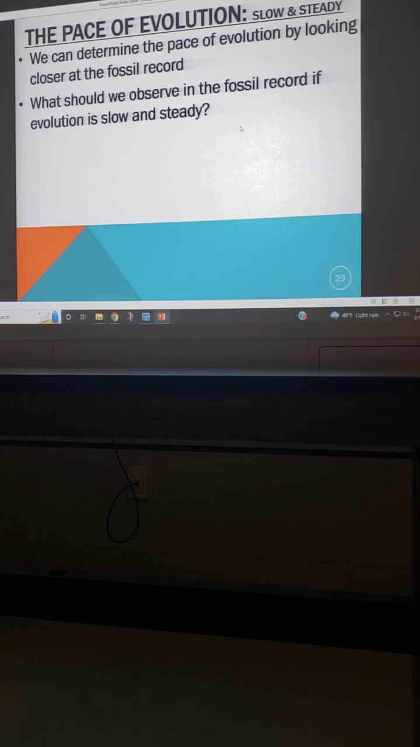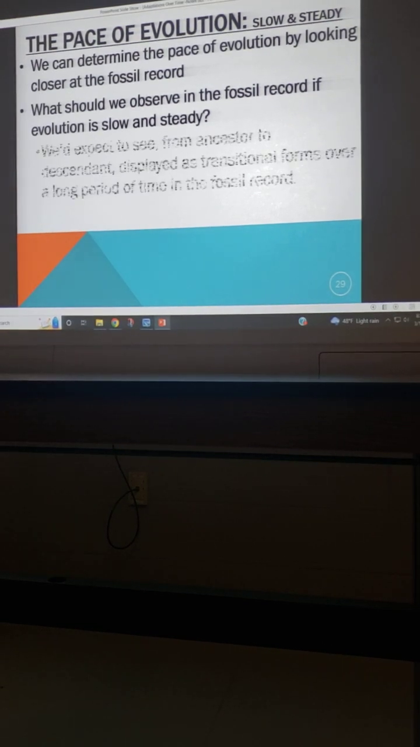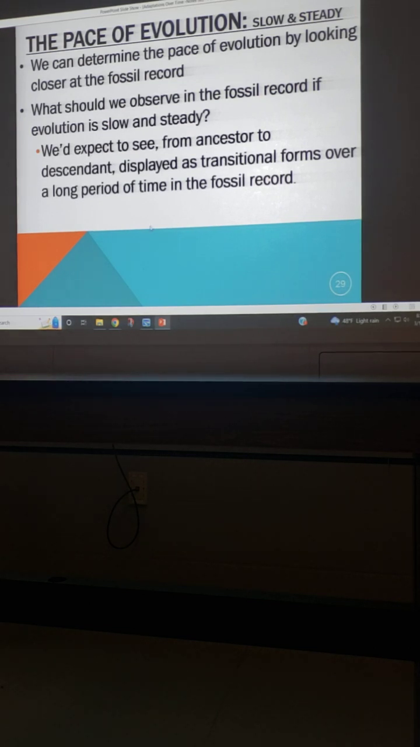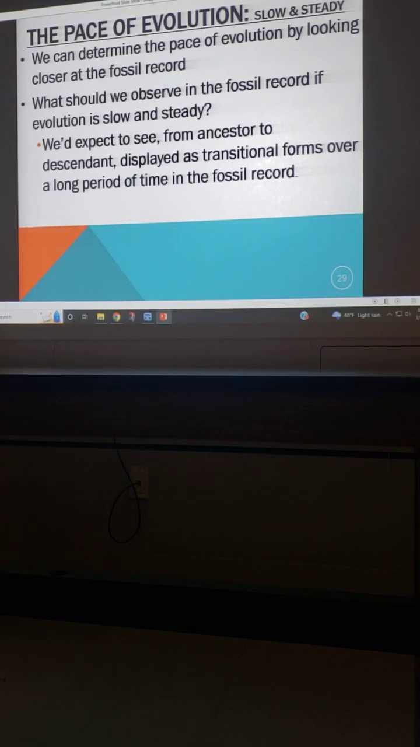So in the fossil record, we should observe evolution that has a natural progression if it's slow and steady. So we'd expect to see something that we call transitional forms. Forms that transition slowly over time. So you don't just go from one thing straight to another. There's going to be some intermediate phases involved. And there should be records within our fossil index that support this.